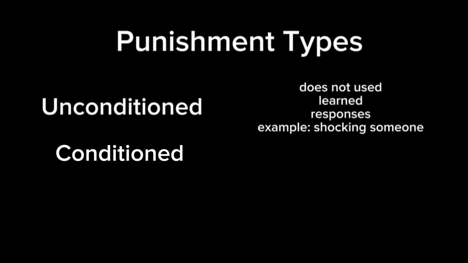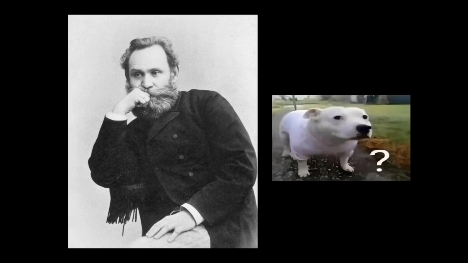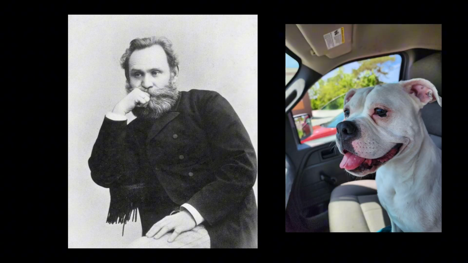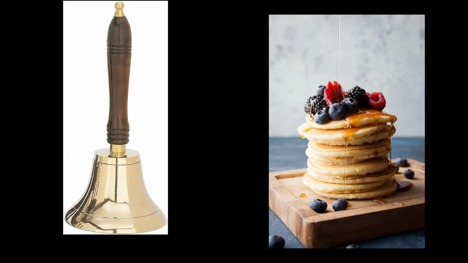Conditioned punishments would instead use a stimulus paired with an unconditioned one. So for an example, if you're thinking of Pavlov's dog, he conditioned his dog to, whenever he hears the bell ring, salivate by connecting the bell ringing and whenever the dog got food.